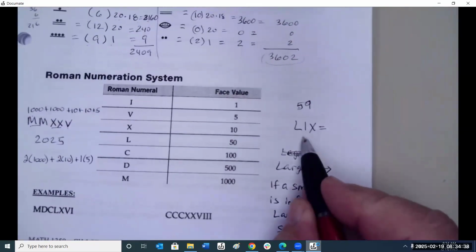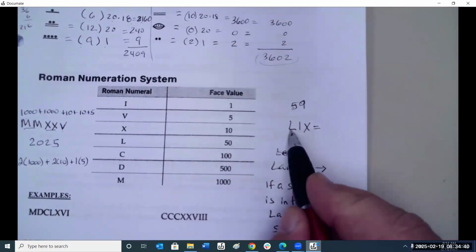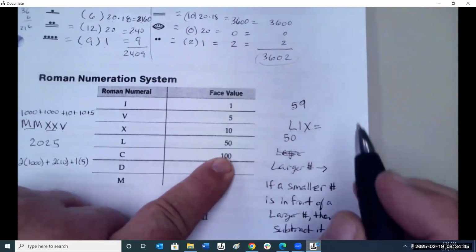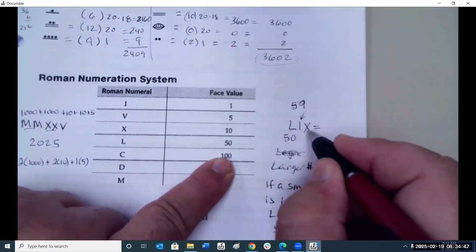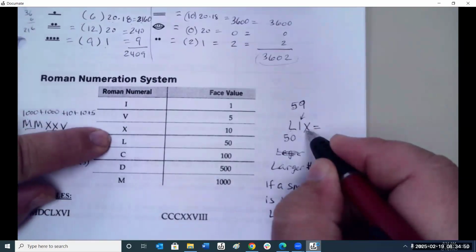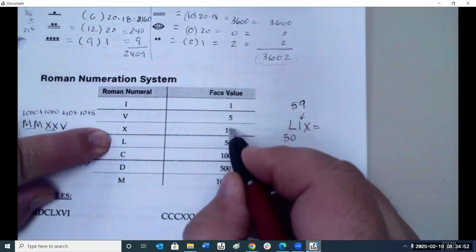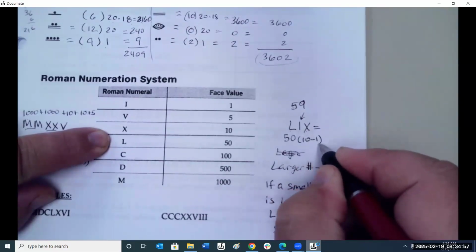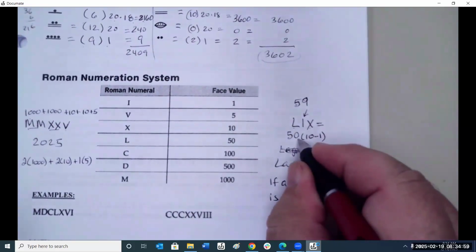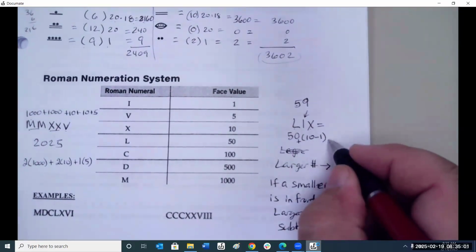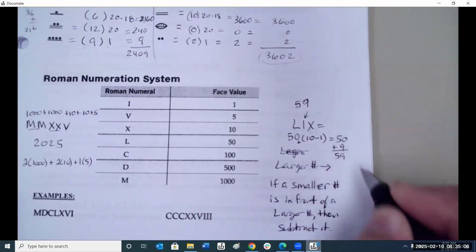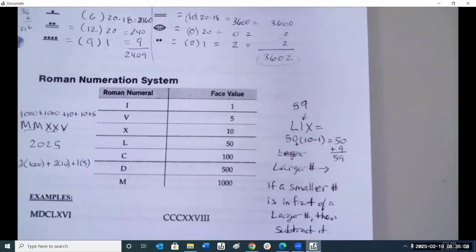But now let's look at the Super Bowl. L represents 50. But I is smaller than X. It's 1 smaller than 10. So it's 10 minus 1. This is addition. So we have 50 plus 9 is 59. So whenever you have a smaller number, you subtract that value from the bigger one.